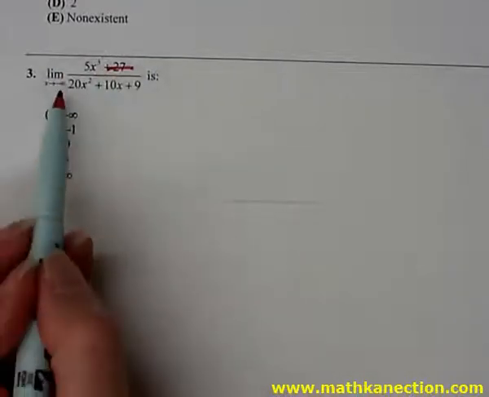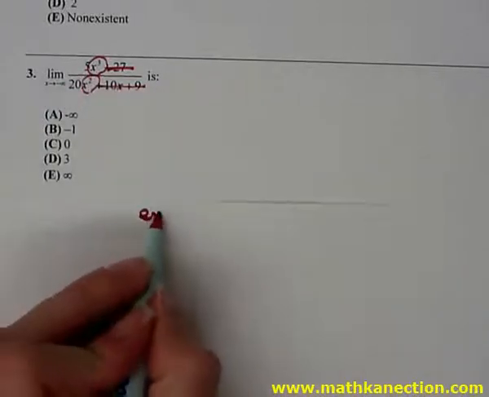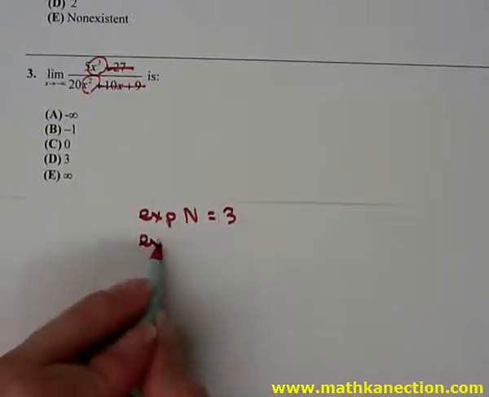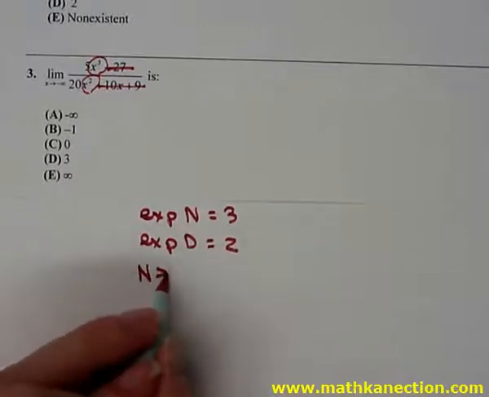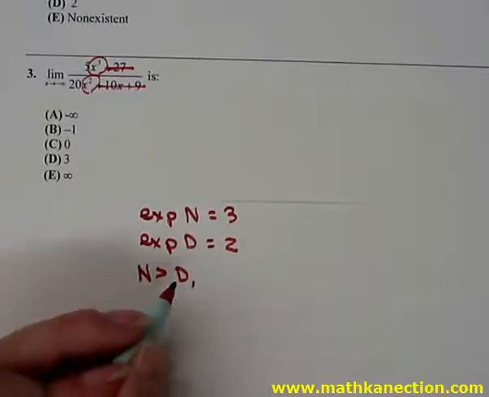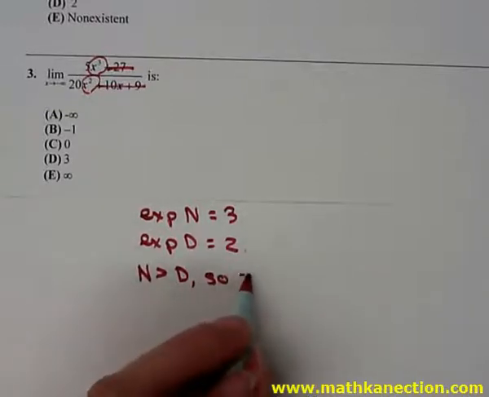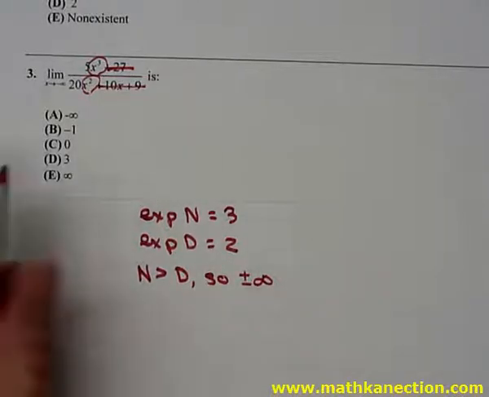Now we're looking at the limit as x approaches negative infinity. Again, ignoring the other terms, just paying attention to those leading terms. The exponent of the numerator is equal to 3. The exponent of the denominator is equal to 2. Since the exponent of the numerator is greater than the exponent of the denominator, the limit as x approaches negative infinity is going to be either positive or negative infinity. So we have to determine will it be positive infinity or negative infinity.